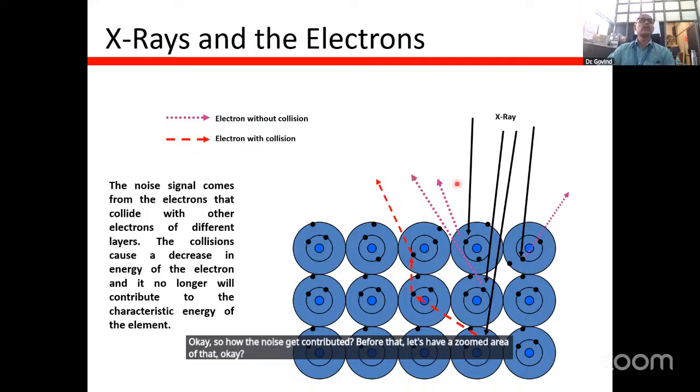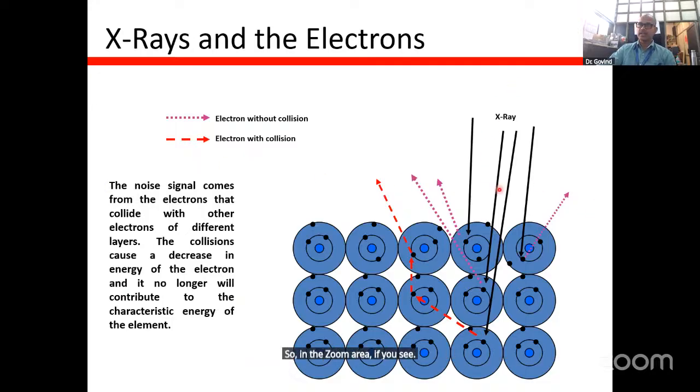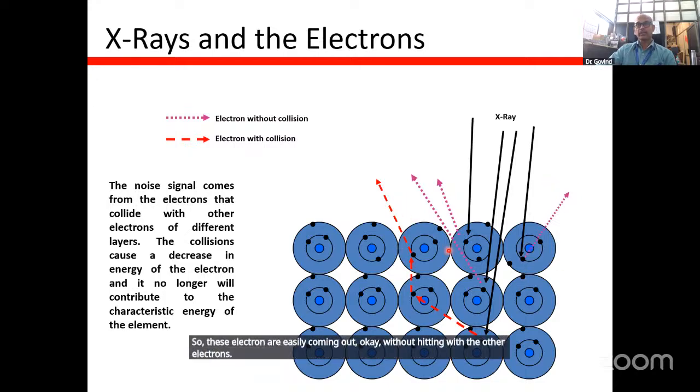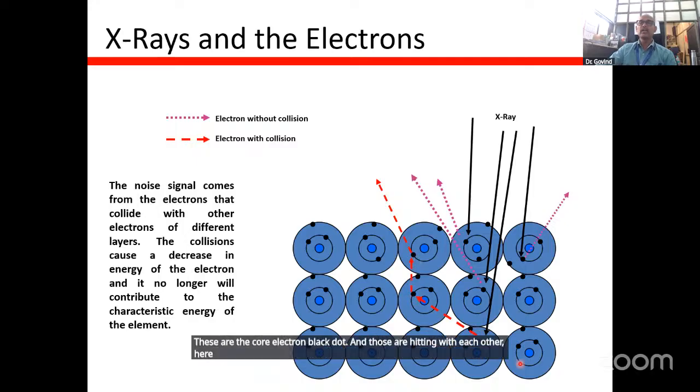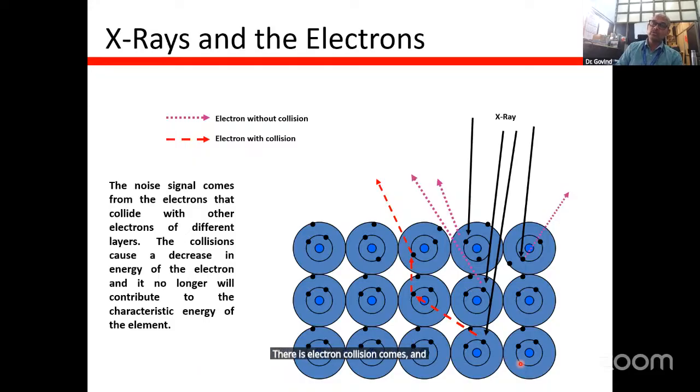In the zoomed area, if you see here again, the X-ray source, and these are the outer layer. So these electrons are easily coming out without hitting the other electrons. But what happens if it comes on the lower surface? These are the core electrons, the black dots, and those are hitting each other, here hitting, here hitting. So as a result, what happens? There is an electron collision and it lowers the energy. And the lower the energy, your noise comes into the picture. So that noise is always increasing.